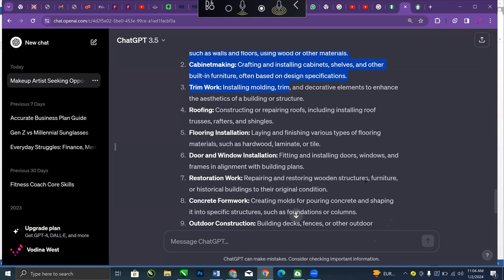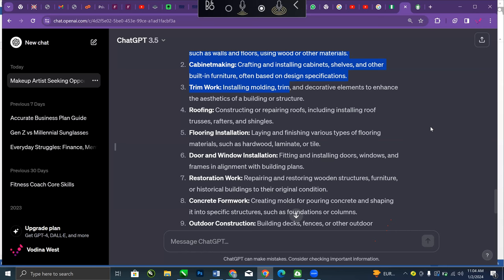You now put another bullet point underneath it: constructing and repairing of roofs, including installing roofs, rafters, shingles, whatever it is. Do you understand? So you copy these things, edit it, and make it sound like what you are familiar with.